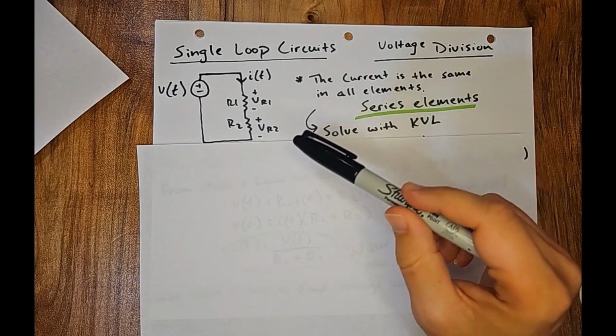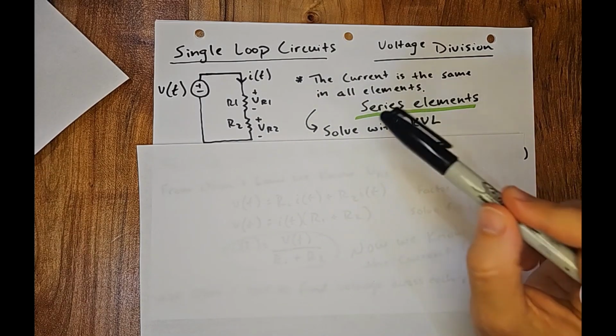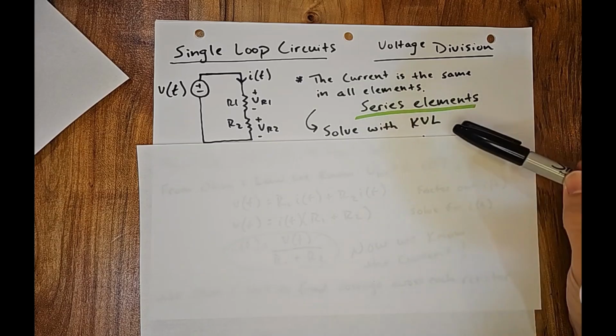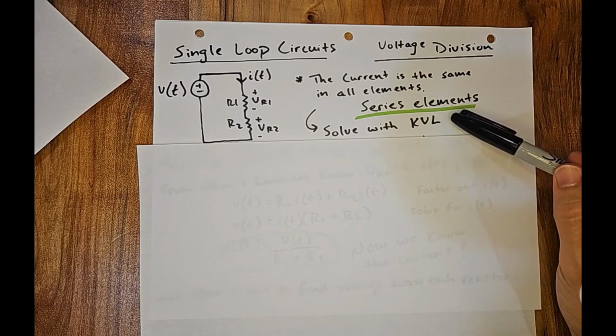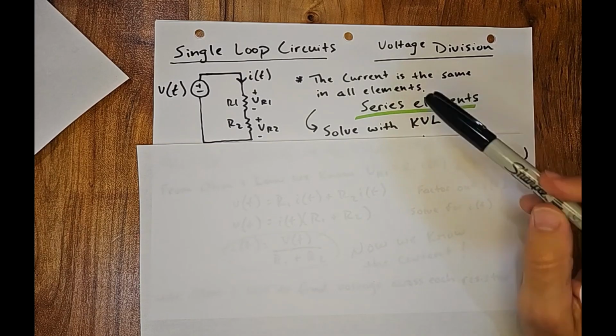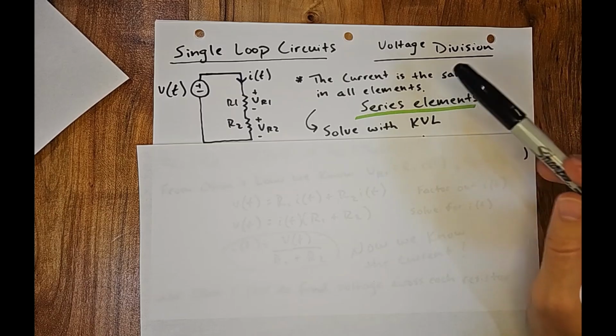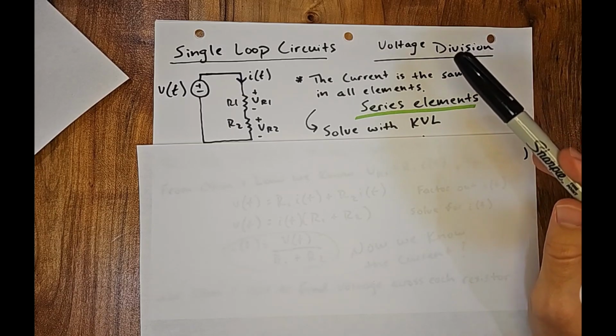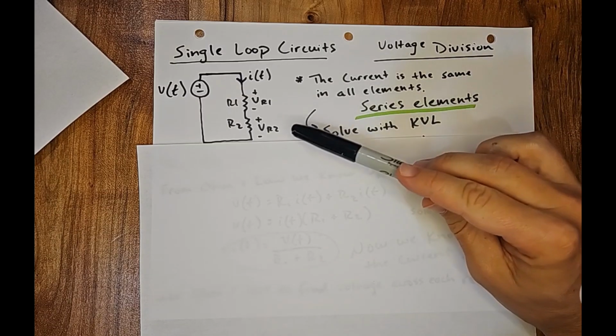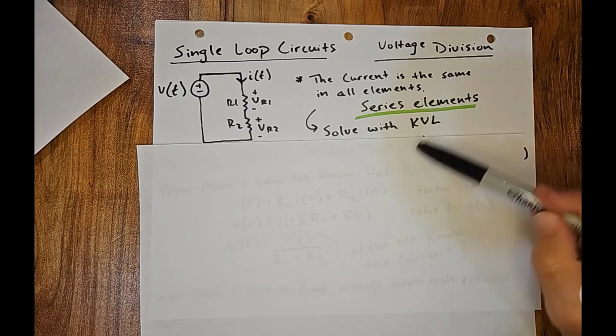Anytime you have anything in series, the current is the same in all elements. That's important for series. Always remember that. When something is in series, they have the same current. The voltage is going to change. And you're going to solve these types of circuits with KVL.